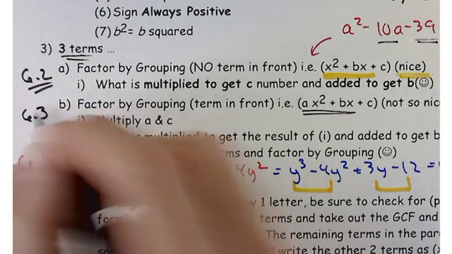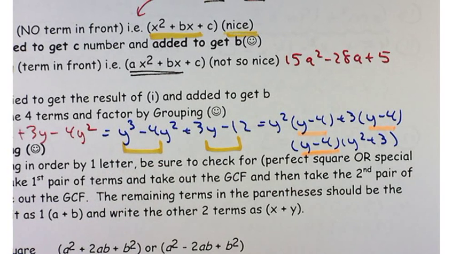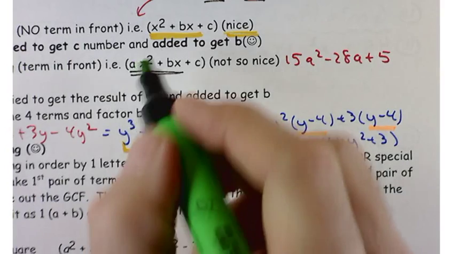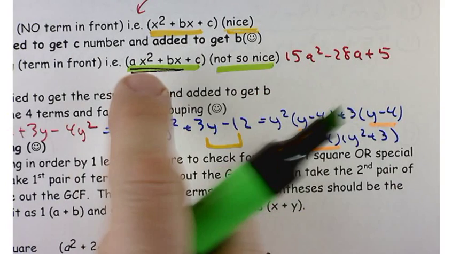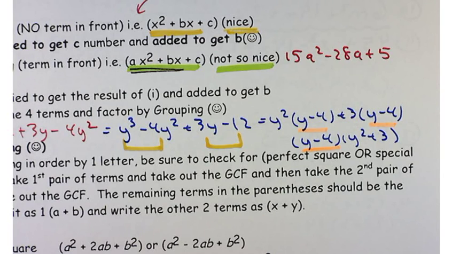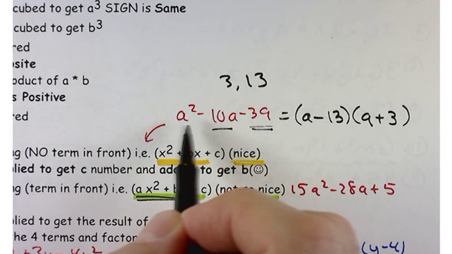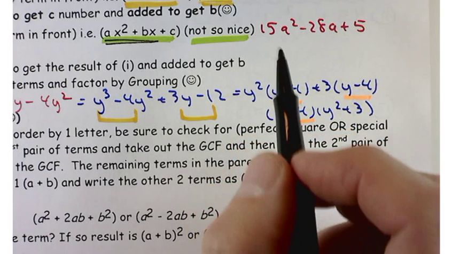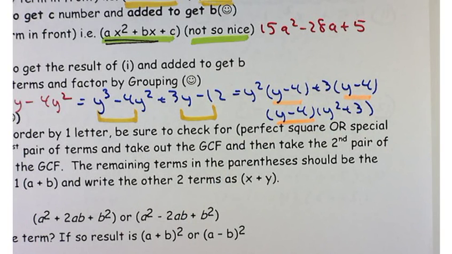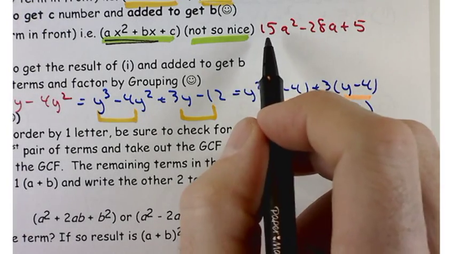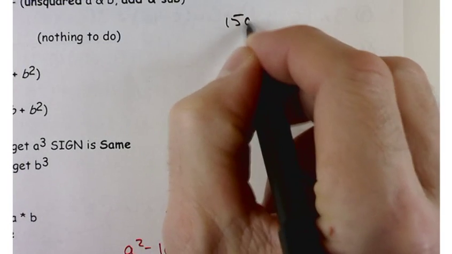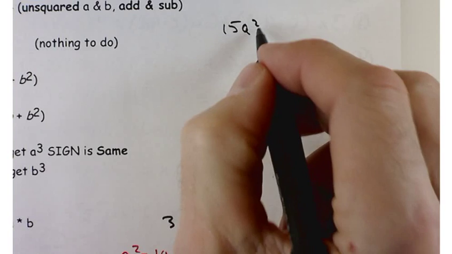In section 6.3, we had the not so nice case of factoring polynomials. And the not so nice case about the not so nice case is that you had a coefficient in front of your x squared term that was different than 1. So in this case, there was a 1 in front of the a squared. Here, there's not. There's a 15. And that meant a lot more work here for us. So what was that work? Well, that work was you start out by multiplying the outside numbers. So let me give myself some room up here. 15a squared minus 28a plus 5.